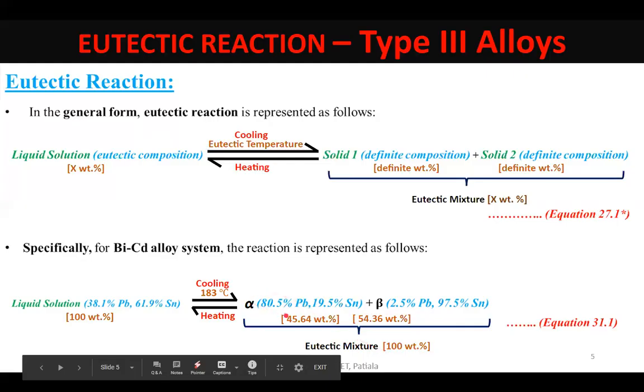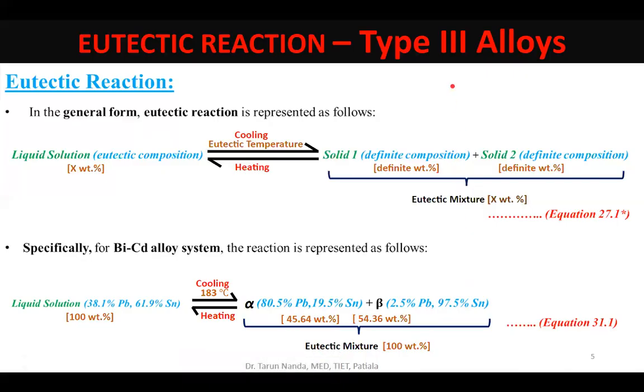And in this eutectic mixture you can also find out the relative weight ratio of alpha to beta, and that's nearly about 1:1. 54% is this and 45% in this. This whole is called the eutectic mixture and would always get formed as typical alternate lamellas of alpha and beta. I hope you have understood all the things that I have tried to explain to you in this particular session.